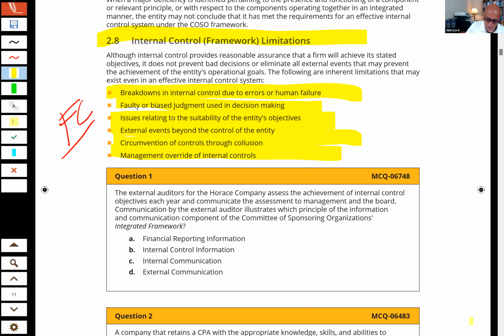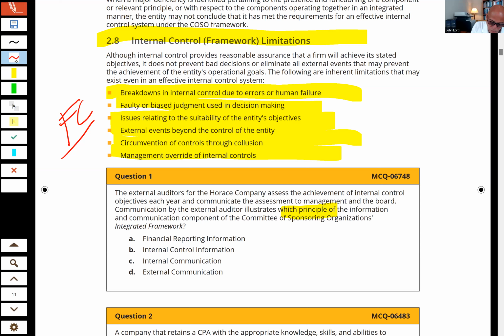And when you look at this now, it says the external auditors assess the achievement of internal control objectives, communicate the assessment to management and the board of directors. Communication by external auditors illustrates which principle? Okay, so we're looking for one of those 17 principles that I showed you the flashcard for, and I told you you should really look and memorize the flashcard. It talks about principles under the components. Okay, so they're looking for a principle.